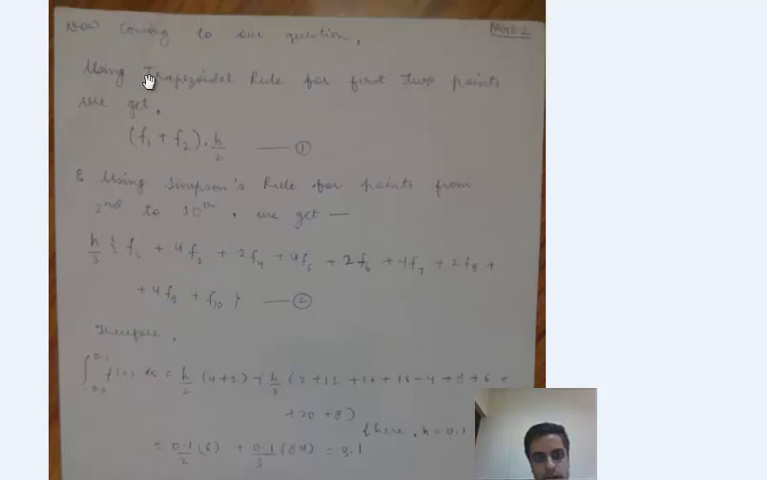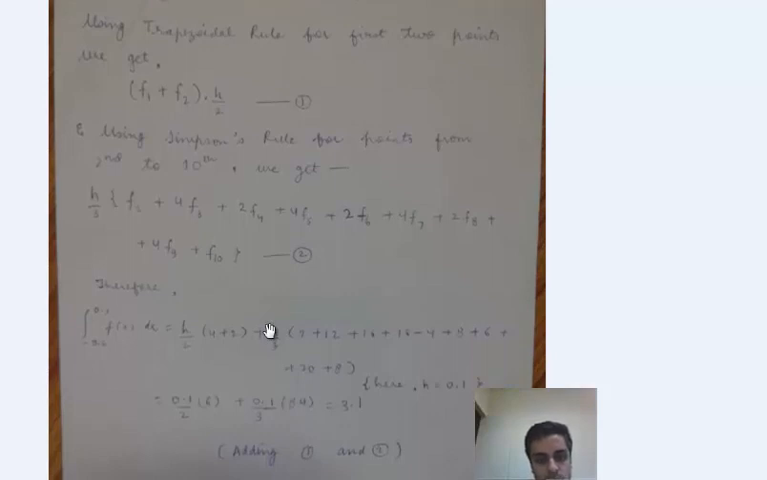Now coming to our question, using the trapezoidal rule for the first 2 points, we get f1 plus f2 times h by 2, which is our equation number 1, and using Simpson's rule from points 2nd to 10th, we get this expression, which is our equation number 2.